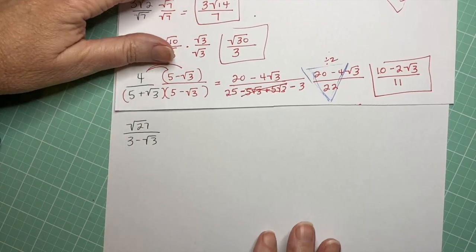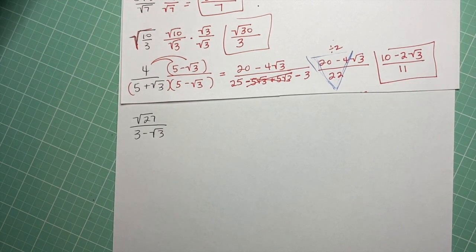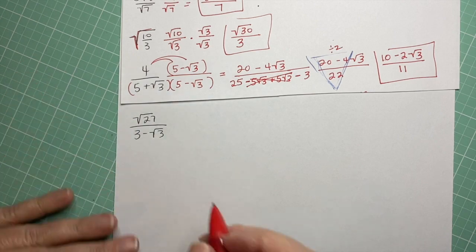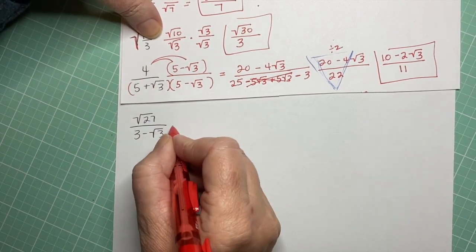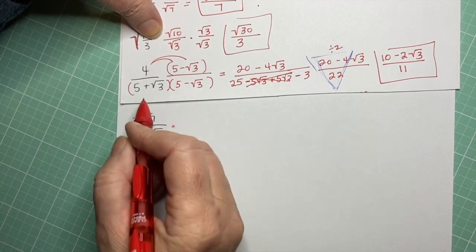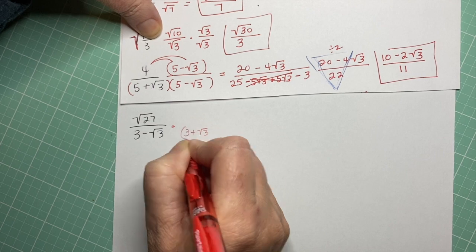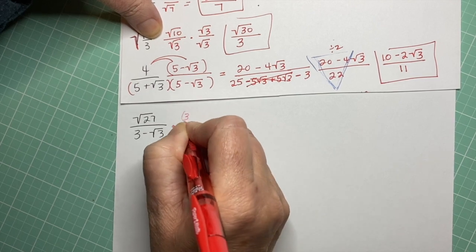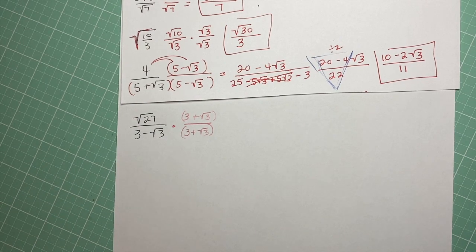Okay, and then this last one I had to cut off because I wrote it incorrectly, but we're going to multiply the square root of 27 divided by 3 minus the square root of 3. So we're going to multiply by an opposite, just like we did above. So we're going to multiply that by 3 plus the square root of 3 on the bottom and the top. 3 plus the square root of 3.